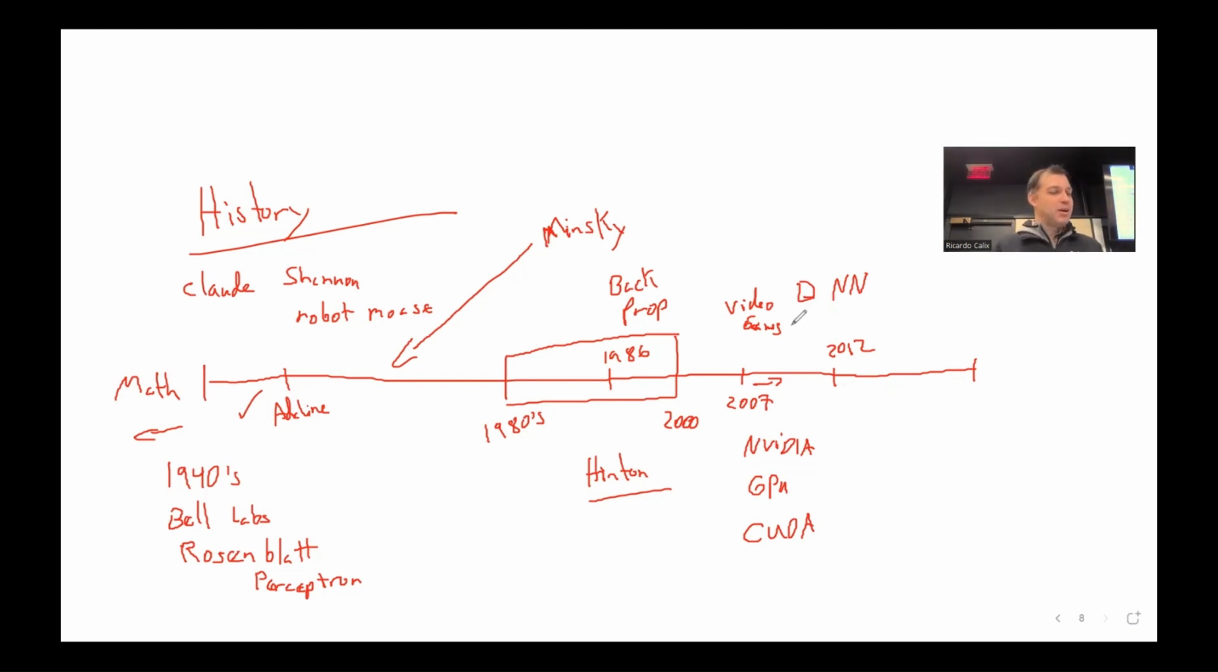What happened in 2012 is there was a competition. There was always a competition, not just in 2012. There was a competition yearly, which basically they had something called ImageNet. And ImageNet was a data set of 1.4 million images or so, right? And basically they had, I don't know, like 100 classes: bird, bus, car, cat, dog, something like that.